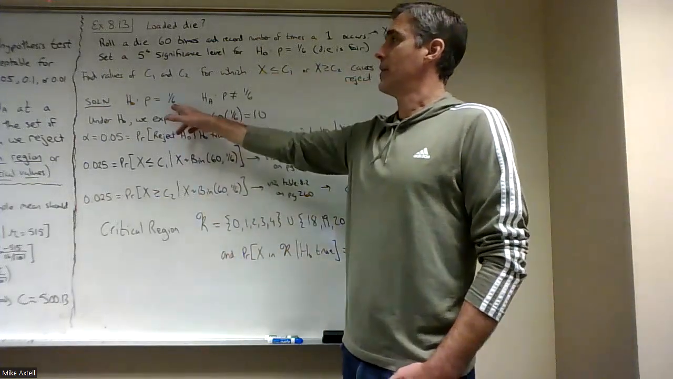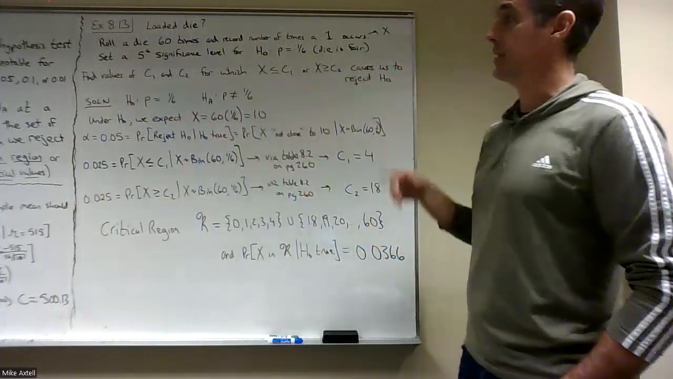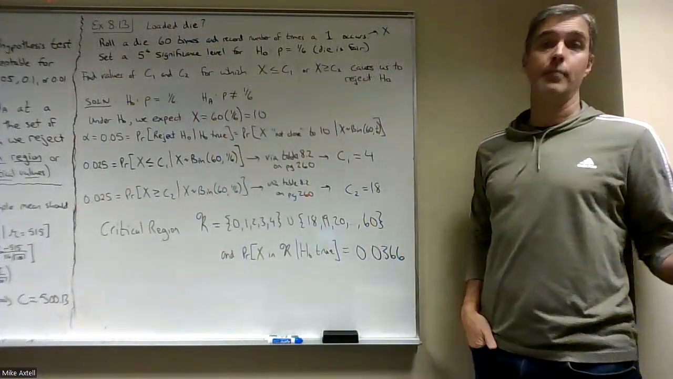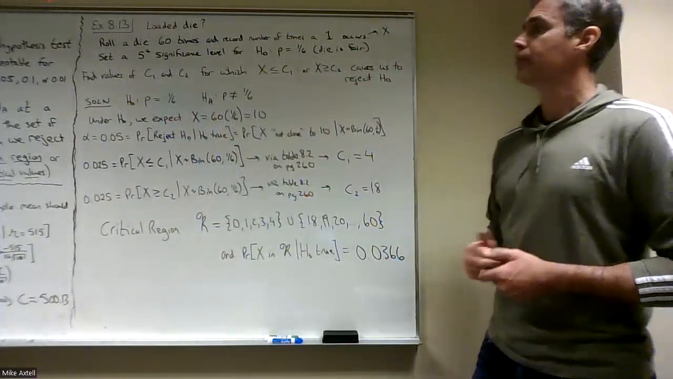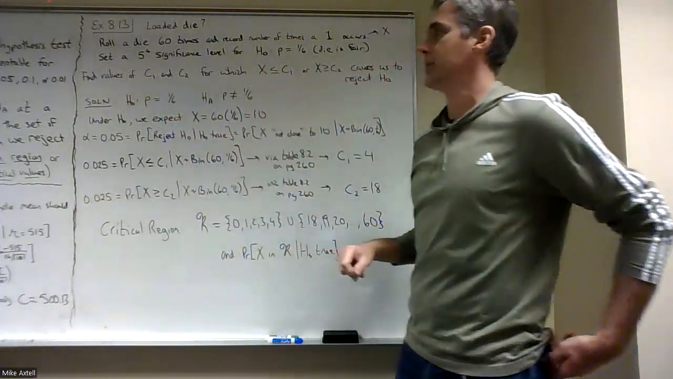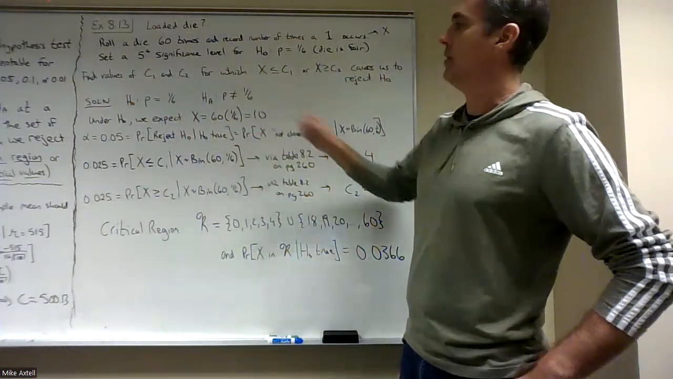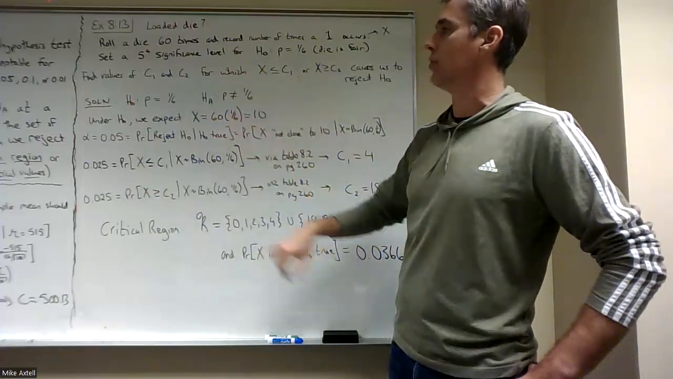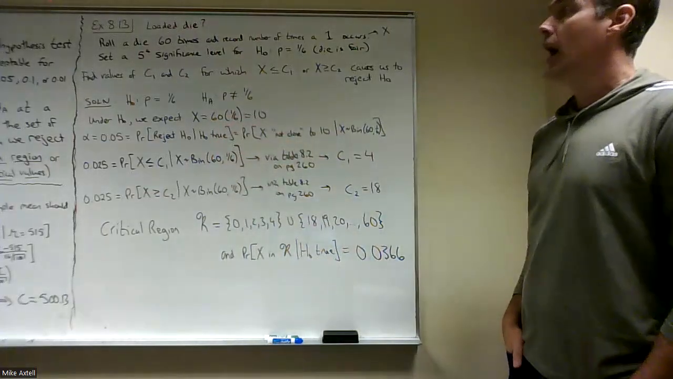So my null hypothesis is the die is fair: the probability of a one is 1 out of 6. The alternate hypothesis is it's not 1 out of 6. Maybe it's less than, maybe it's more than 1 out of 6. The die is rigged somehow. Now under the null hypothesis, if the die is fair, I would expect to see about 10 ones in the 60 rolls. That's the expected value of this binomial distribution.